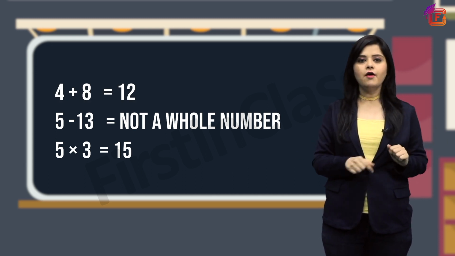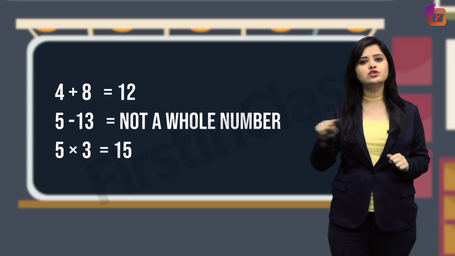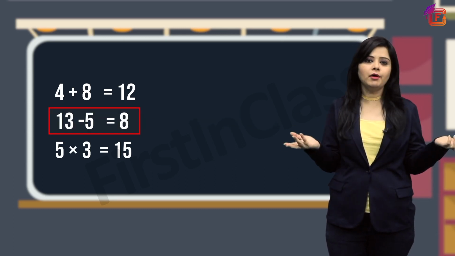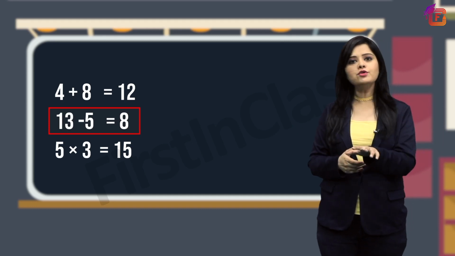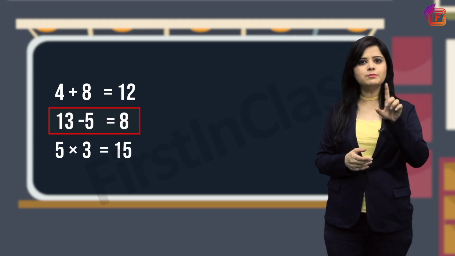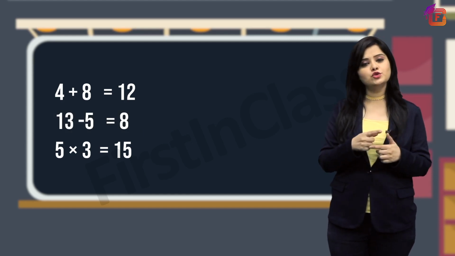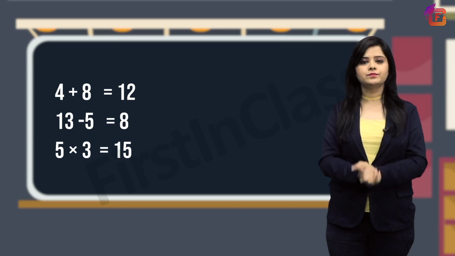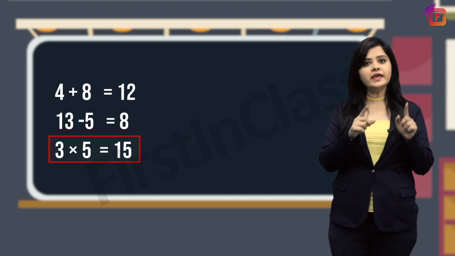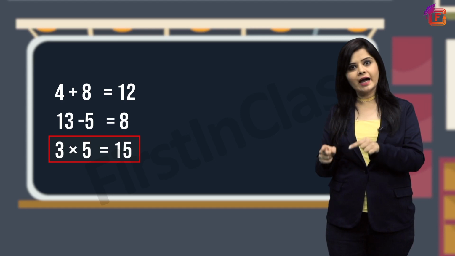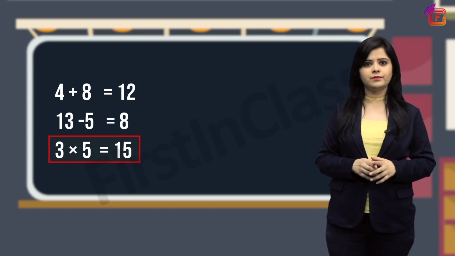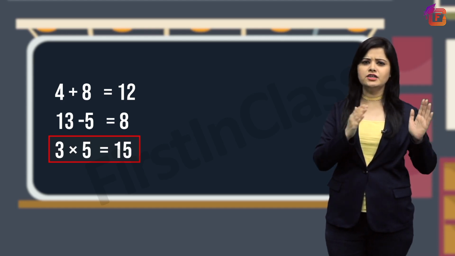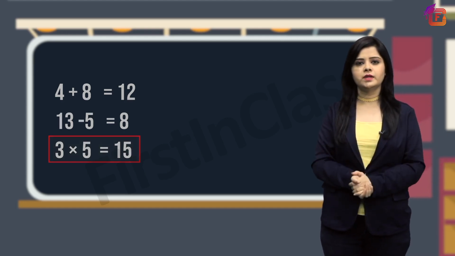As you can see here, 5 minus 13 is not a whole number, and 13 minus 5 is 8, which is a whole number. So, the order of numbers does matter in subtraction. Moving forwards to multiplication, 5 multiplied by 3 is 15. On swapping the numbers, we get 3 multiplied by 5, which is also 15. So, the order of the numbers does not matter in addition and multiplication.